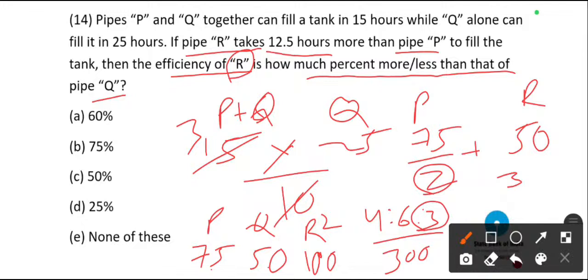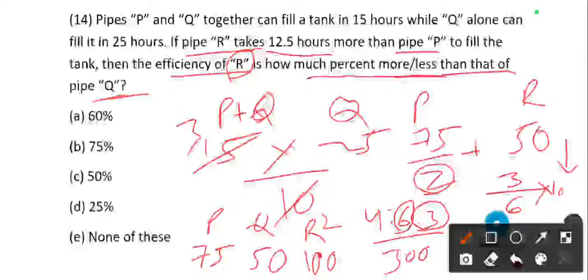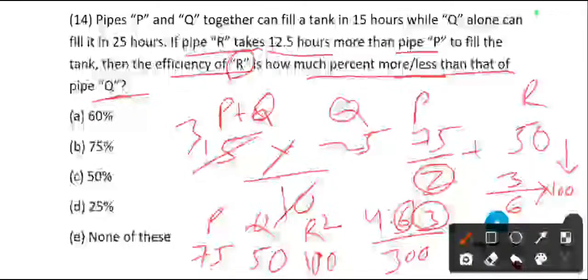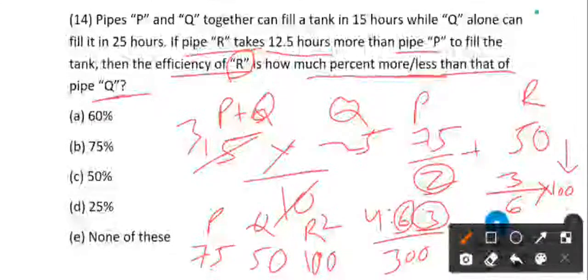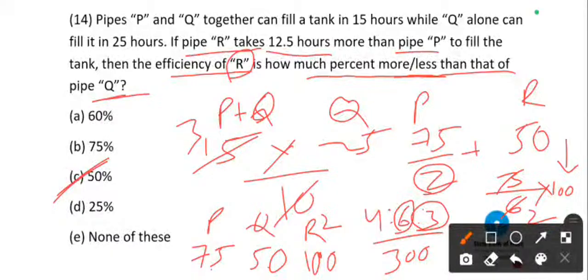Asking about R, the efficiency of R, which is 3. 3 is how much percentage more or less than that of Q. From Q it is 3 less, so the difference is 3. Less means we need to take a bigger value, which is 6 parts into 100. Let me cross check once more. Sorry, here it is 1/2, so the answer will be 50%, option C. 50%, option C is the answer.